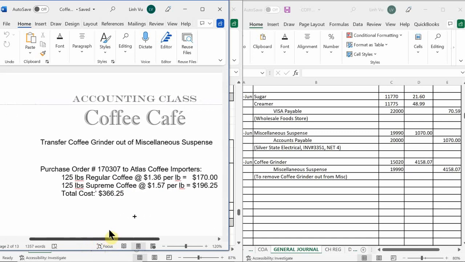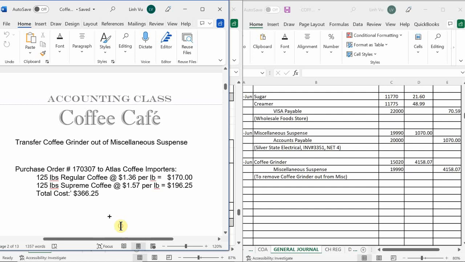On June 15, we end up submitting another purchase order to Atlas Coffee Importers, right? We decided to order another 125 pounds of regular coffee, which cost $1.36 per pound, which gives a total of $170. And then another 125 pounds of Supreme coffee at $1.57 per pound, which gave us a total of $196.25. So in grand total, this purchase was $366.25.